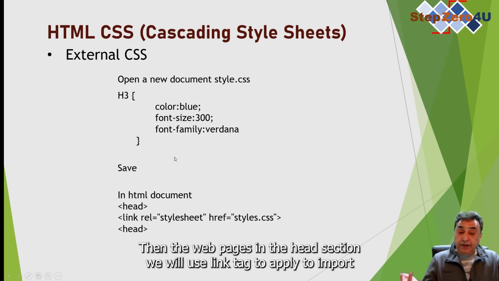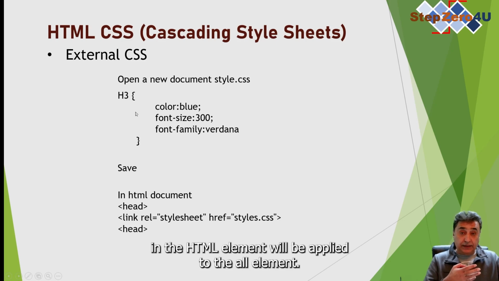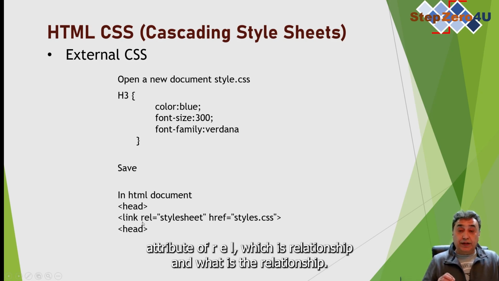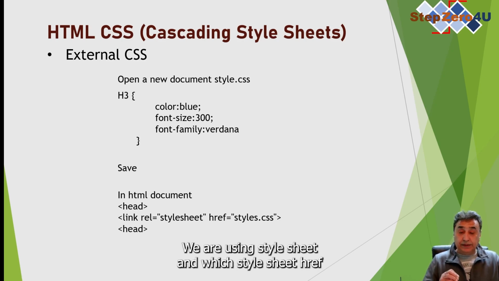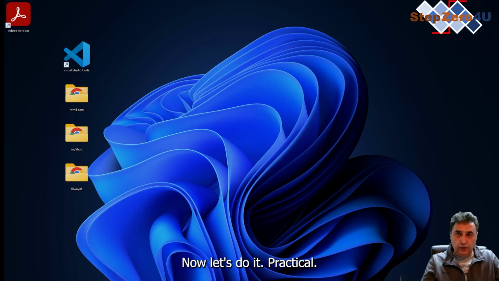Then in the web pages, in the head section, we will use the link tag to import that CSS style sheet document, and the style which we have defined for the HTML element will be applied to all such elements in the page where we use this link tag. In the link tag we use one attribute, rel, which is relationship. And what is the relationship? We are using a style sheet. And which style sheet? href. We will write the name of that style sheet which we have saved here. Now let's do it practically.